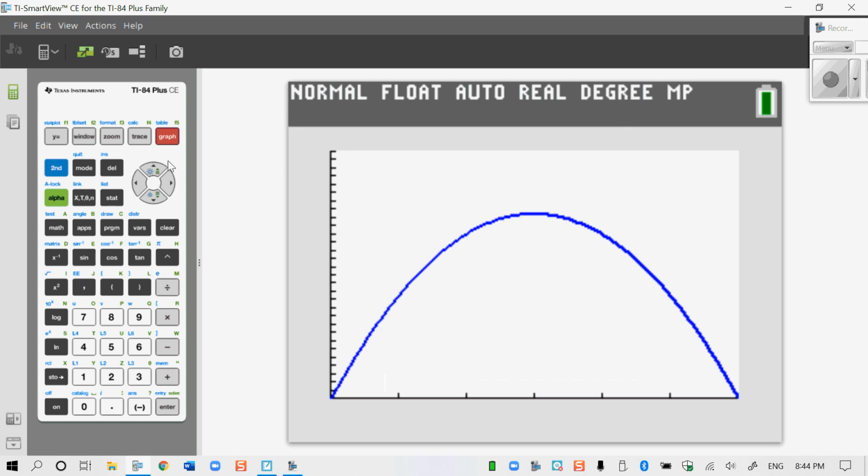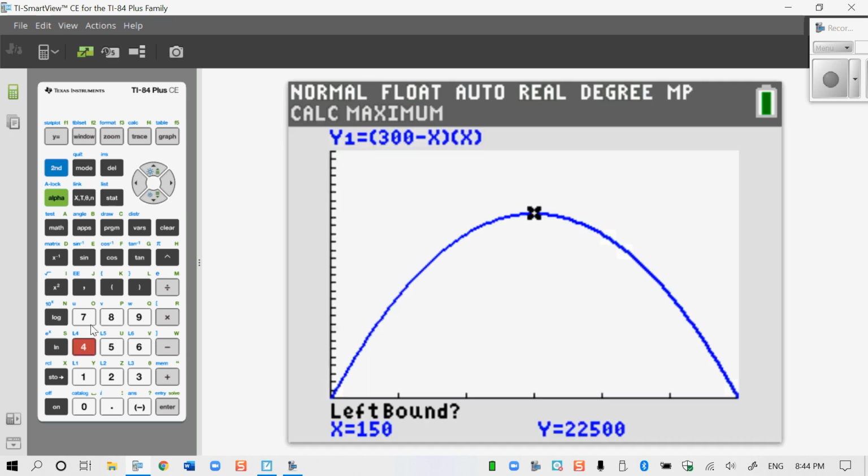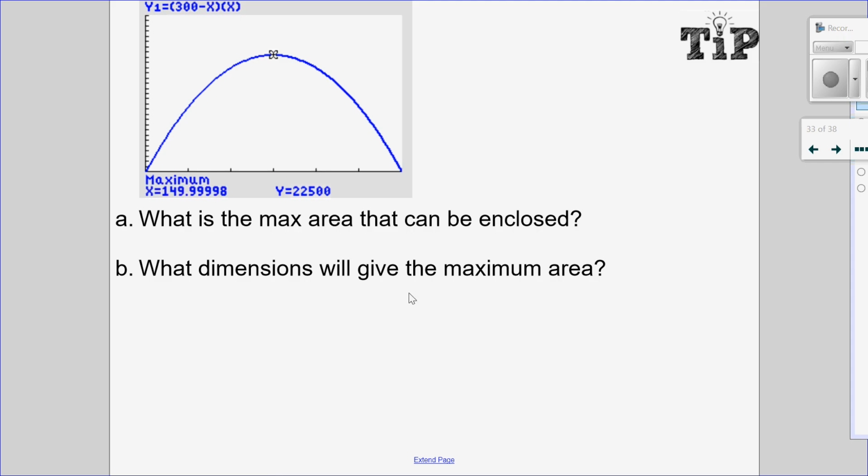There we go. Okay, so to find my vertex, I go second trace. So remember, it's either trace or second trace. And I go in and find maximum, which is option 4. So I just go just to the right side of it, press enter. And then just around to the left side, press enter. Enter one more time. And there I get my maximum value, my vertex. So all that's left is we just have to interpret that maximum now.